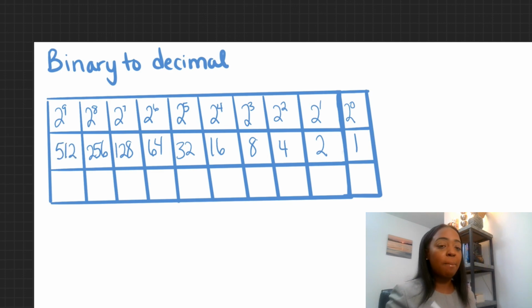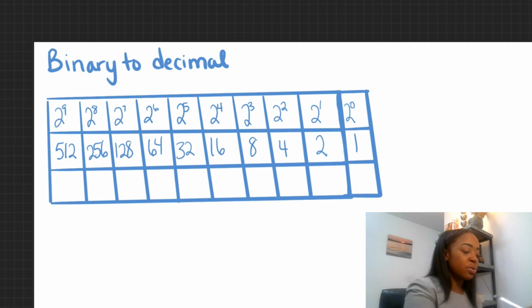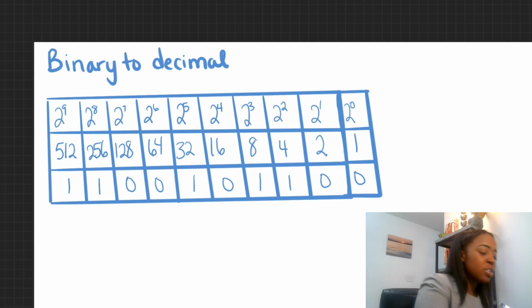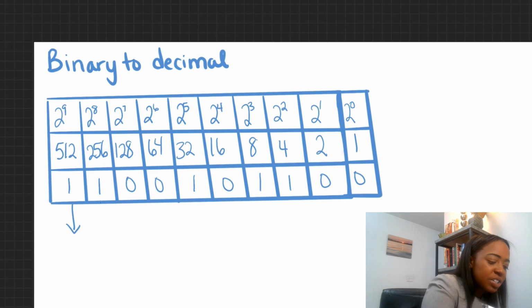When we write our binary number, we want to insert it in the last row. For my binary number, I chose 1, 1, 0, 0, 1, 0, 1, 1, 0, 0. After we're done writing our binary number in the boxes, we want to add all of the boxes that have a 1 in them. I'm just going to draw an arrow down to indicate which ones I will be adding.